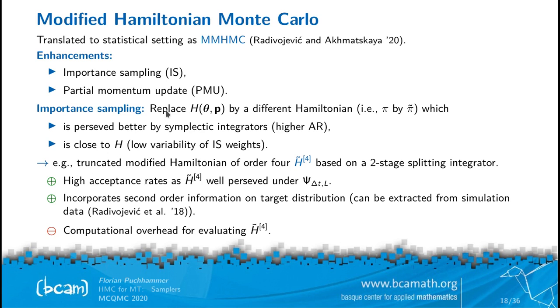Well, as we wished, with this choice we get the high acceptance rate because it's well preserved under this kind of integrators. And we also incorporate second order information of the target distribution, which again can be just extracted from simulation data. So the additional information required is limited. But of course, we have some computational overhead, so we have to be very considerate about this when we talk about efficiency later.